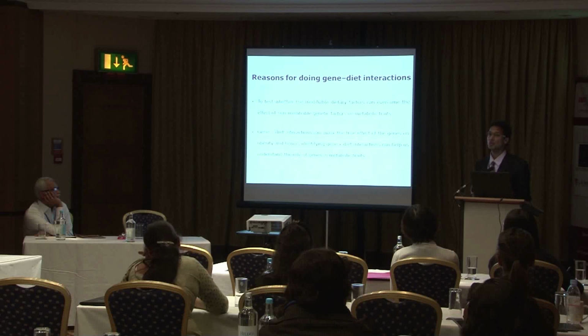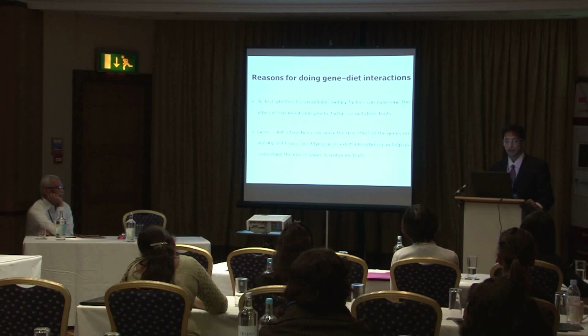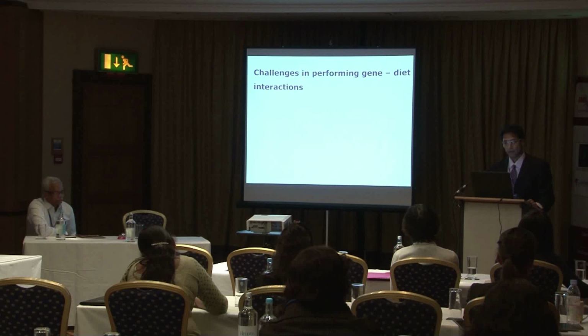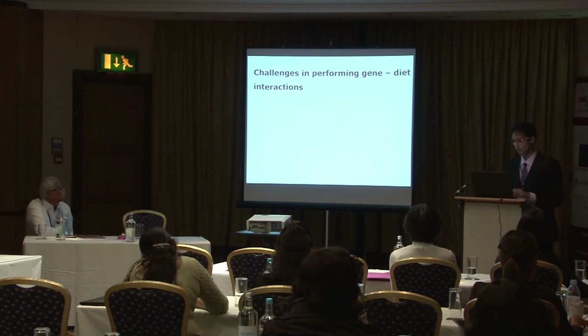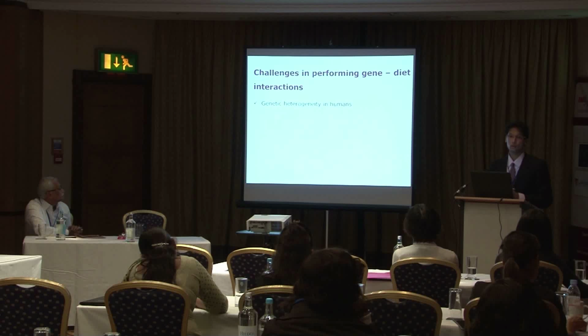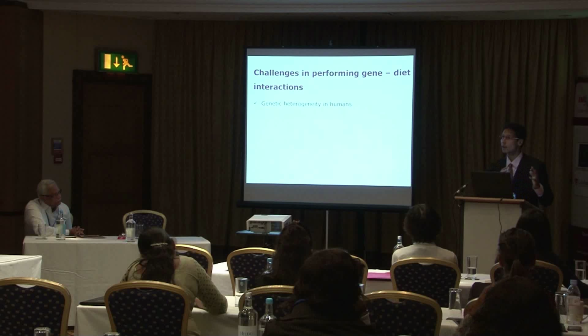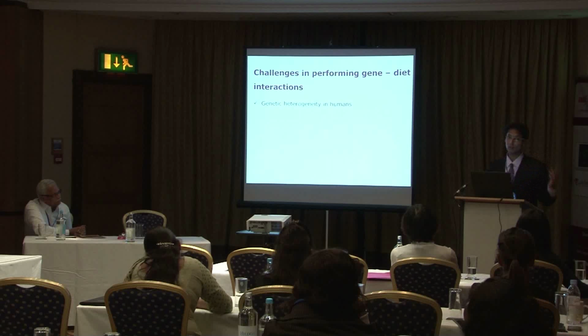So these are the two main reasons why we conduct nutrigenetic analysis or gene-diet interaction analysis. So what are the challenges in performing gene-diet interaction? It's not so easy because, first of all, genetic heterogeneity. We have already seen this. There's wide variation in the genetic makeup. The genome is quite different comparing Caucasians to Indians or Caucasians to Africans or Caucasians to South Americans. So there's a wide variation in the genetic makeup and insufficient sample size.